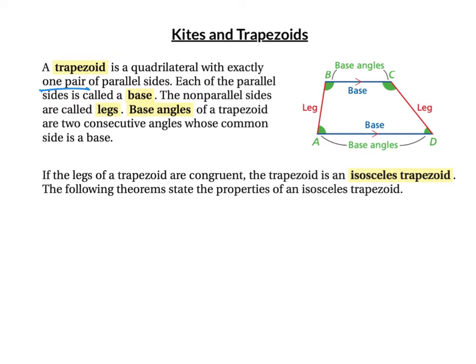If the legs are congruent, then just like in an isosceles triangle, it has two equal sides. We'll call those legs also. In an isosceles trapezoid, the legs are congruent, just like in an isosceles triangle. It has two equal legs.